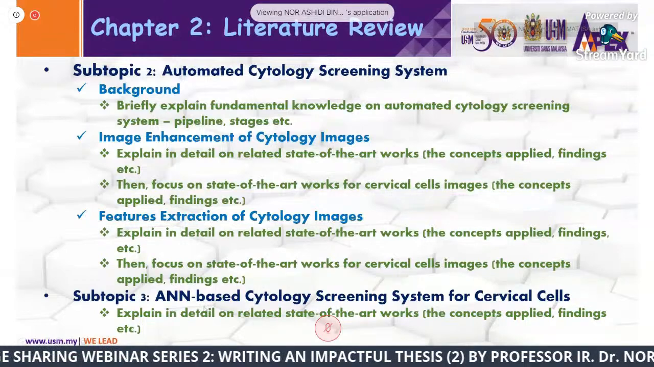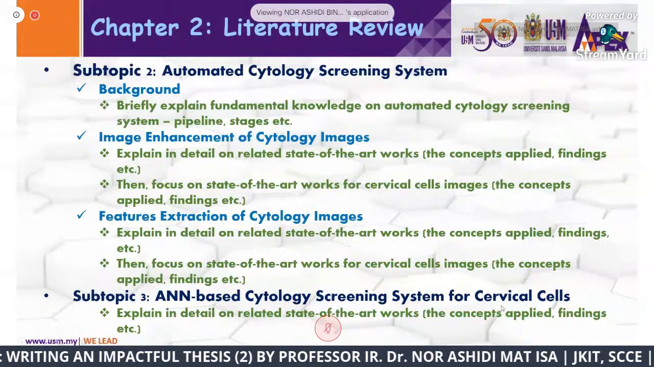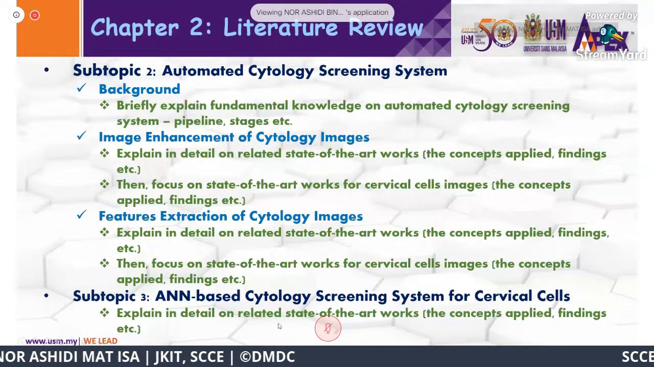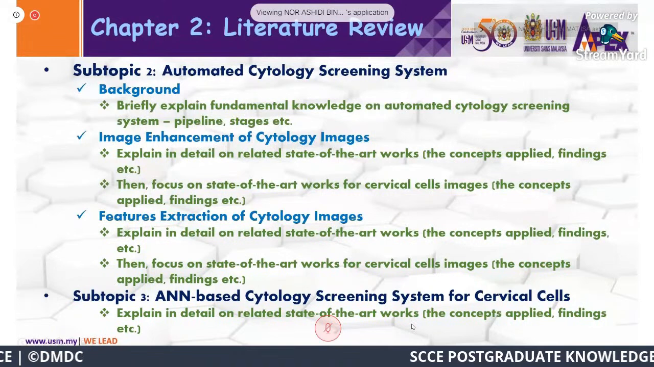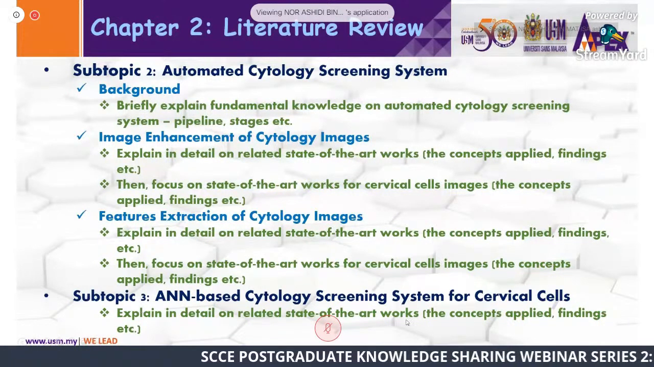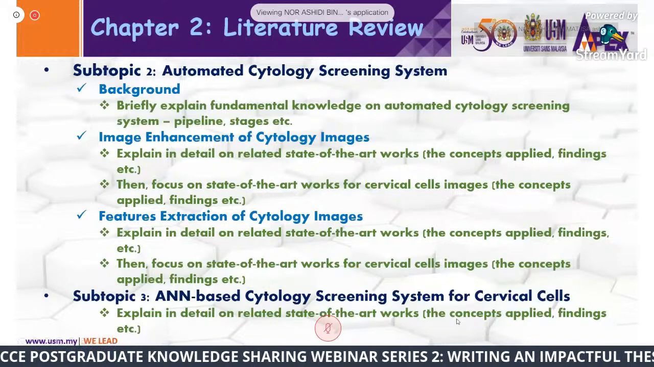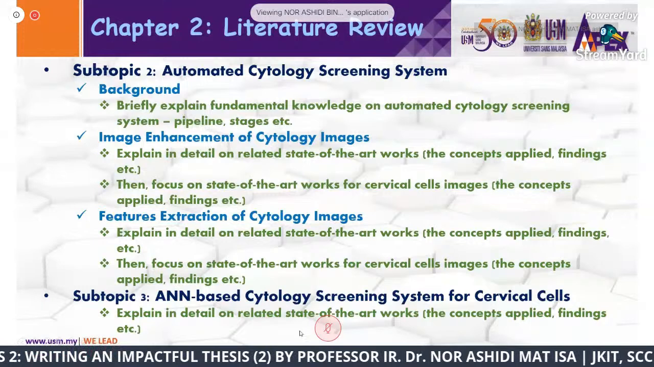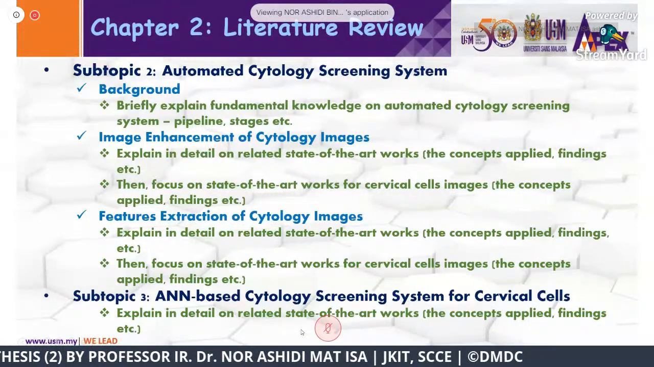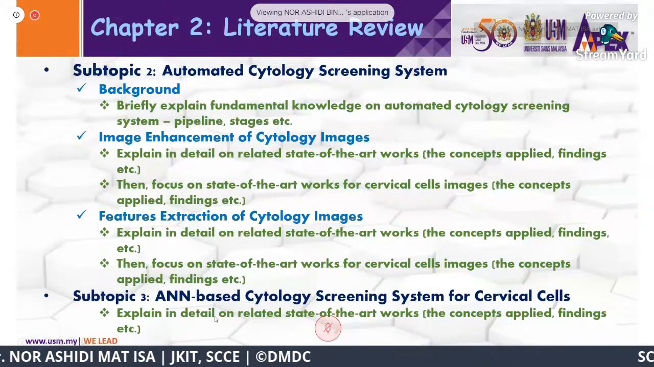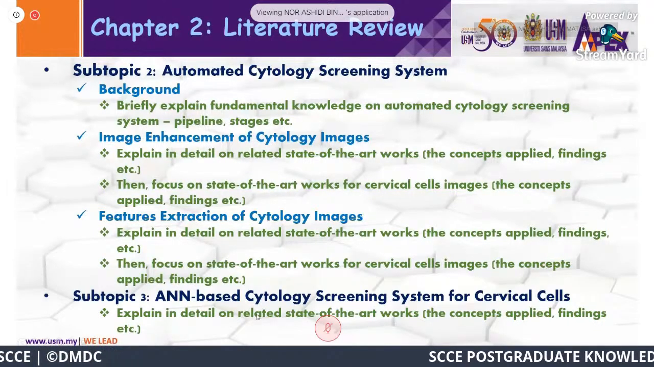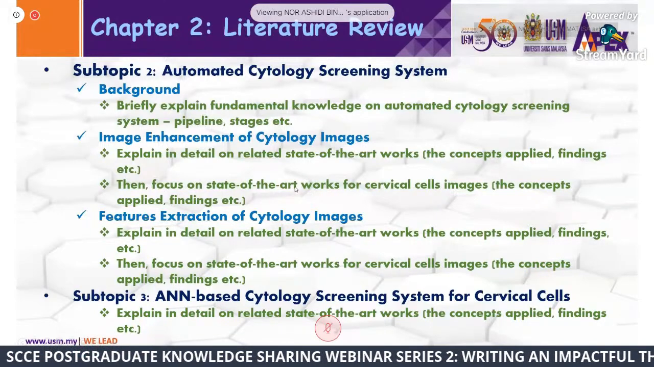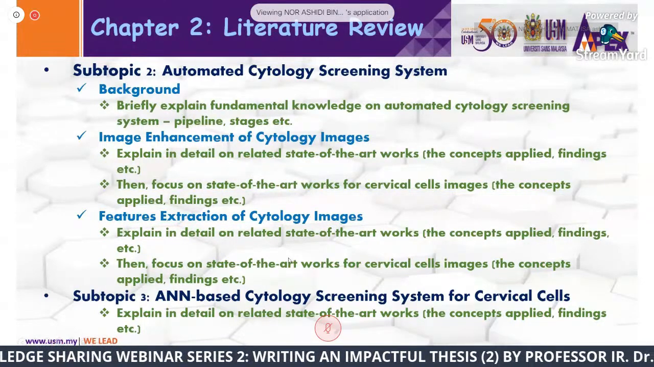Then also for the ANN-based cytology screening system for cervical cancer, this is detailed on the ANN for cervical cancer. So you must explain the related state-of-the-art work. Is there any? If any, then you have to explain in detail the concept used, their findings and so on. Why? Because at the end of the day, when you completely design your system, you need to compare with these systems as well. So this is for the comparison of the whole system, and this is for the comparison of the specific techniques.